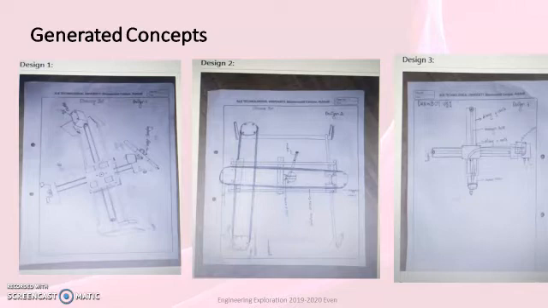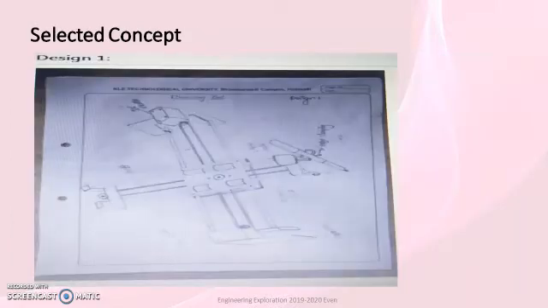The third one, simple plotter. In the simple plotter, there is 1 stepper motor and 1 servo motor. From the Pugh chart, concept 1 is more convenient and more efficient.